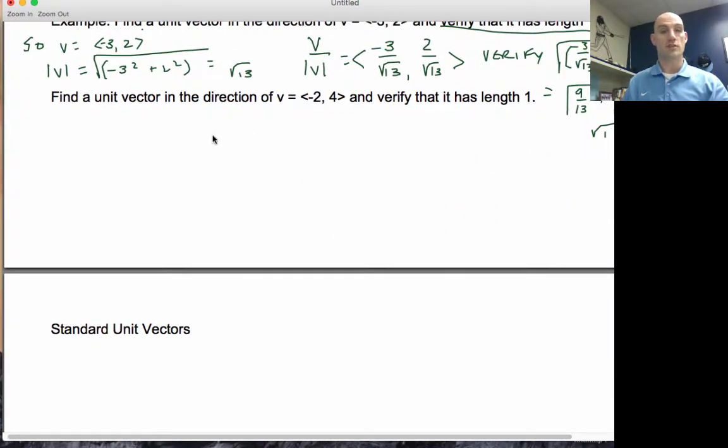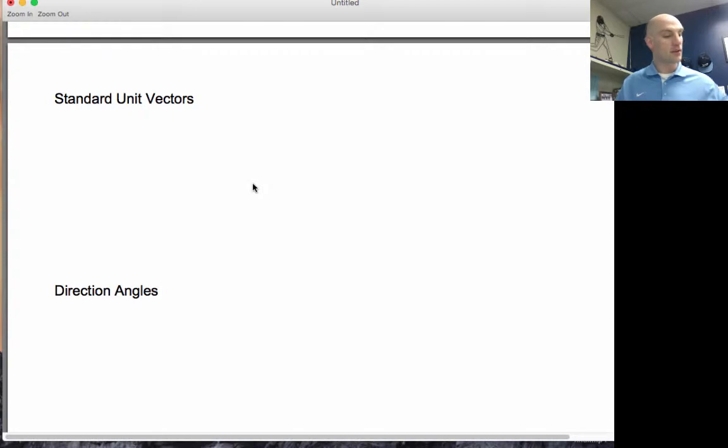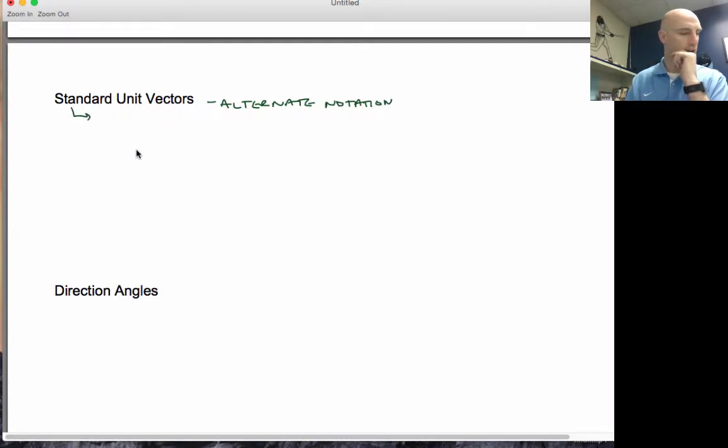Okay, and you do the same thing in this example here to find that. Standard unit vectors. Standard unit vectors, this is an alternate notation. And the standard unit vectors look like this. i is 1 comma 0, and j is 0 comma 1. Well, what does that do for us?